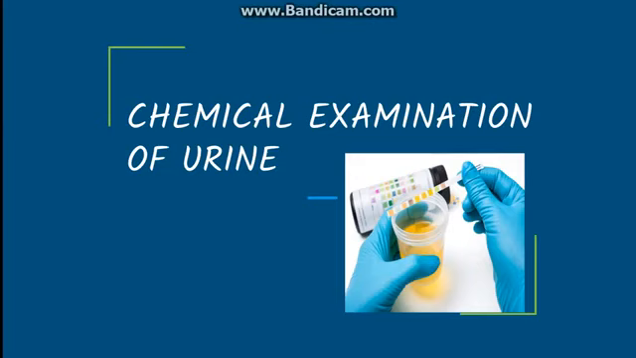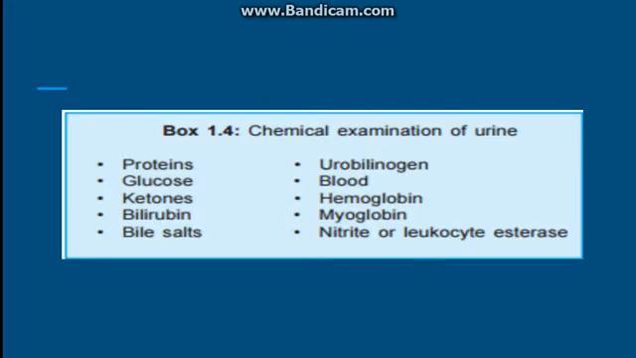Hello everyone, in this video we'll discuss the chemical examination of the urine. In my previous video we discussed the physical examination and the microbiological examination. Now, going to the chemical examination, we can check for protein levels, glucose levels, ketone bodies, bile salts, urobilinogen in urine and various other chemicals.